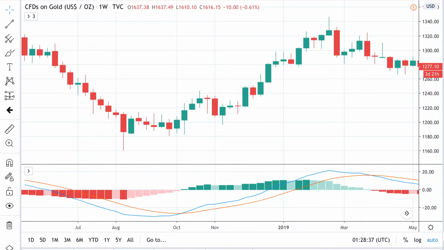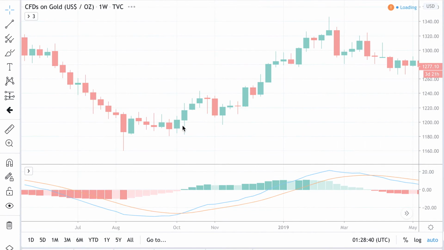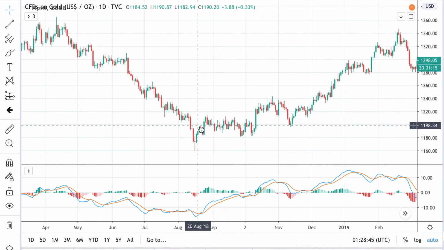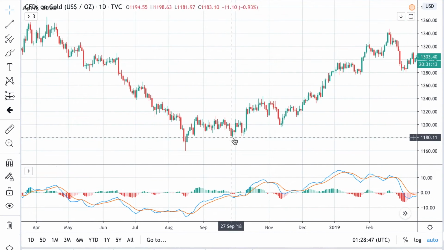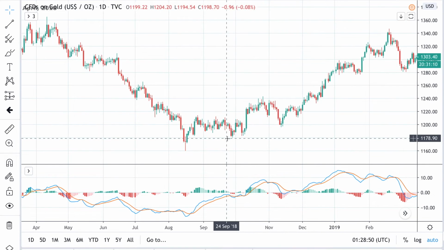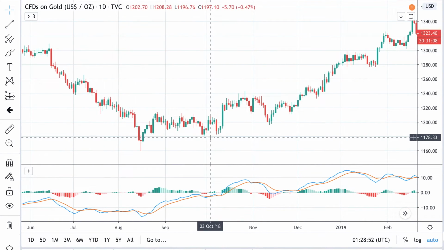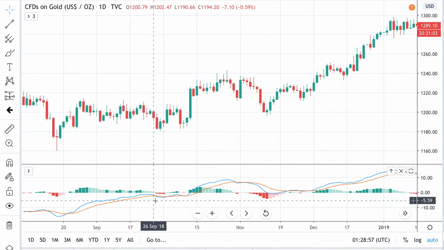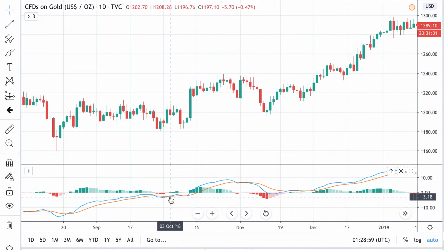So then we're going to come back to the daily chart. Remember that time period, around October, around this area. What we're going to look for is the blue line crossing above the orange signal line and staying over.